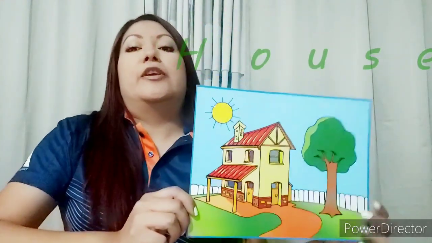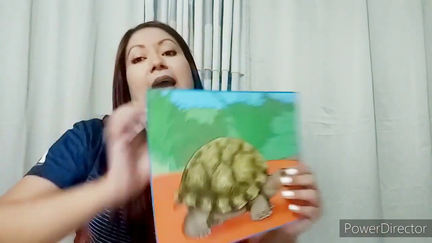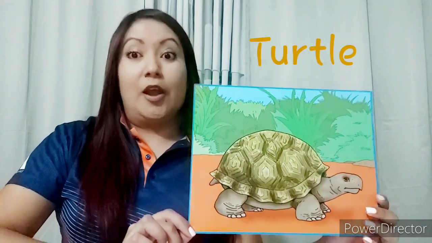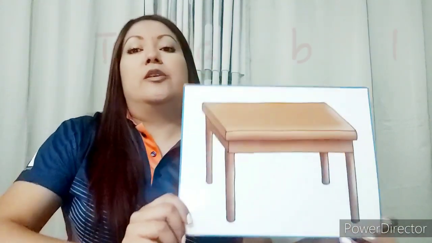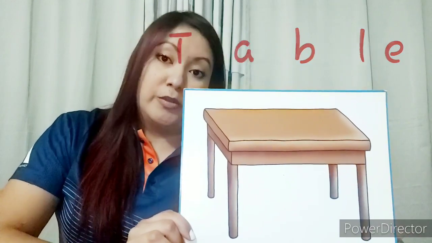Then we have a place, and the picture shows a house. Okay, so it would be considered a place. Good. And the next one would be an animal, and in this case we have a turtle. Okay, all of these are nouns. And last but not least, here we have table, which is considered a thing or an object. Okay, good. So we have different types of nouns.